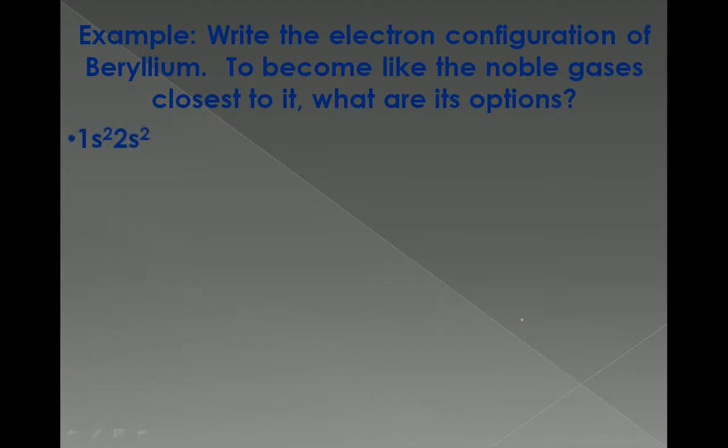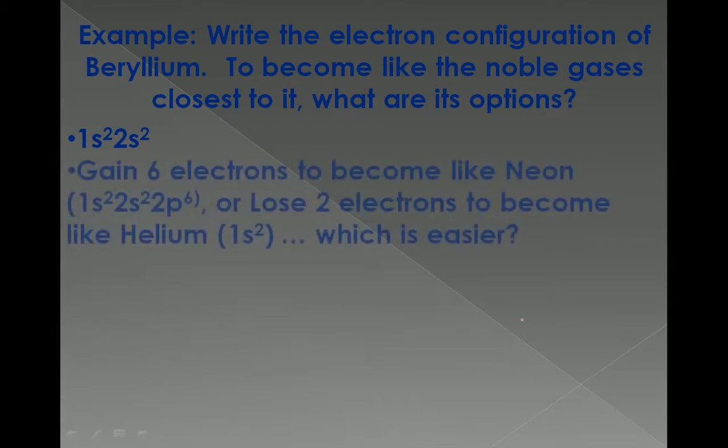Okay, here's what you should have for beryllium. Beryllium's nearest noble gas is helium. Its options though are this. It could gain 6 electrons to become like neon, and this is the electron configuration for neon. Or if it lost 2 electrons, it'd become like helium. Well, which is easier? Which involves the least number of electrons being moved? That's the least amount of work.